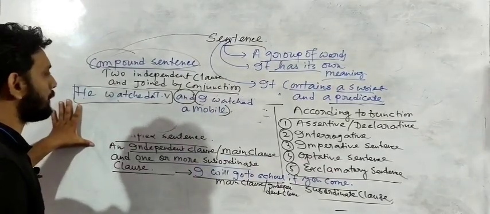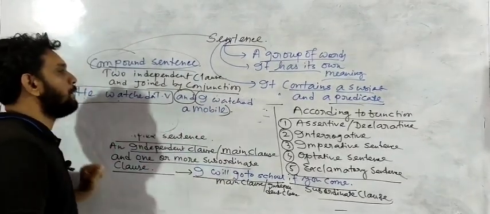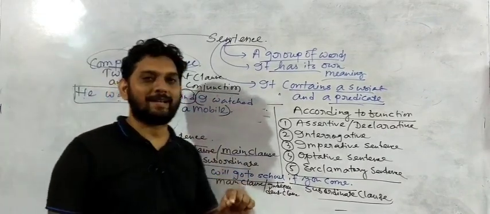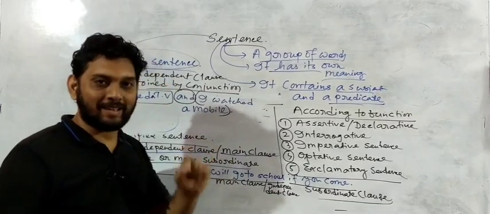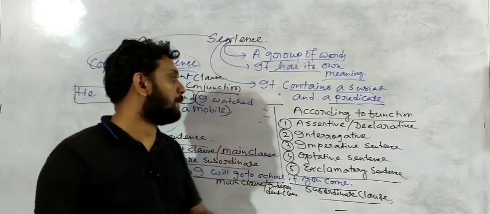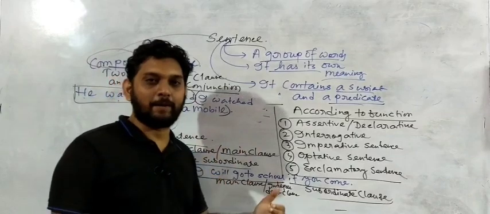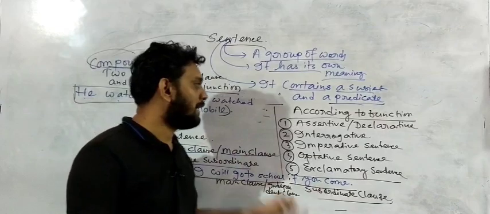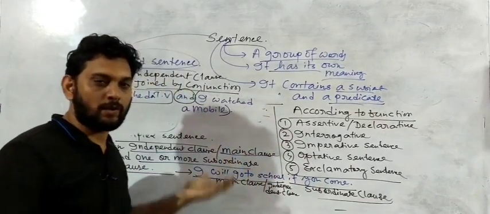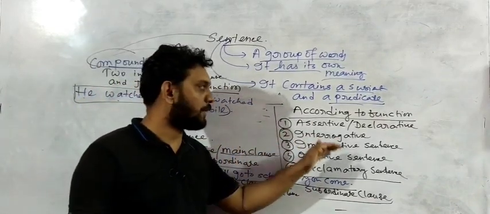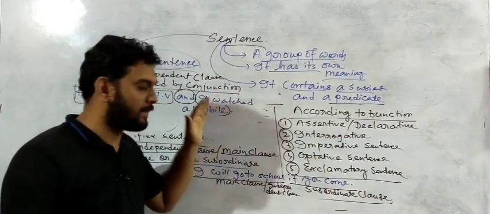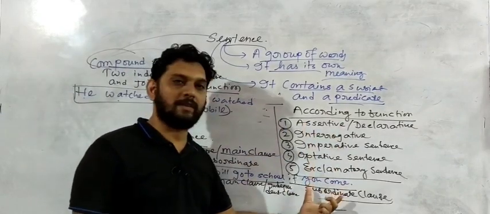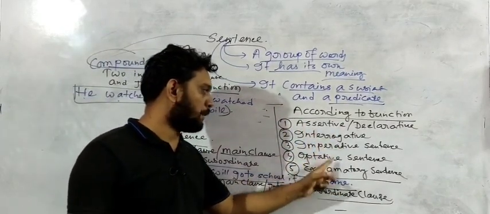So I think all of you understood the compound sentence. Now my friend, already in the sentence part I have told you what a sentence is. A sentence is a group of words which can express its own meaning, and it contains a subject and a predicate part. Already I have given an example. Structure-wise, it has been divided into 3 parts, and function-wise it has been divided into 5 parts. According to function, you have seen assertive, interrogative, imperative, optative and exclamatory.